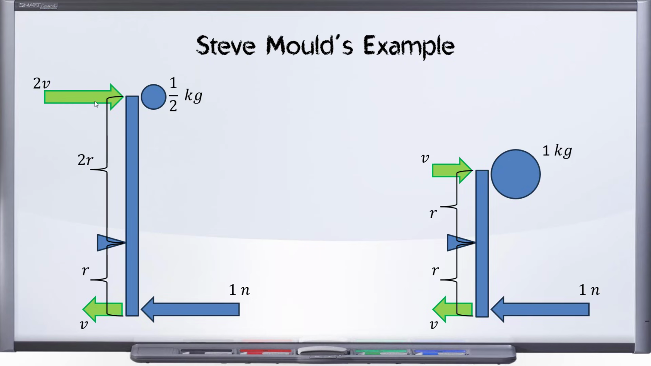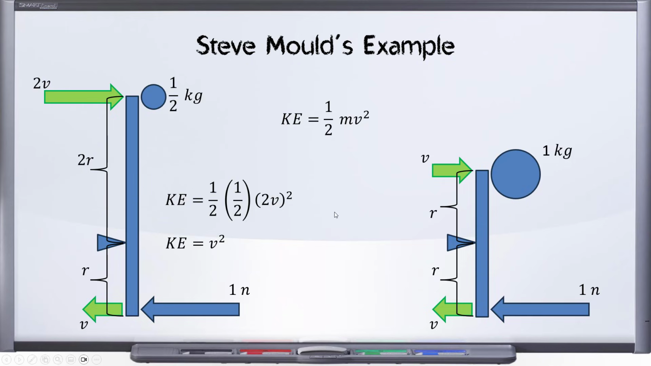Taking a look at the energy equation. The kinetic energy equation is 1/2 mass times velocity squared. In our left-hand case, our mass is 1/2 kilogram. We'll put that in, and our velocity is 2v. We'll put that in. If we multiply that out, we get 1/2 times 1/2 times 2 squared times v squared, or just v squared. The kinetic energy on this side is v squared. What about on the other side? On the other side, we have a 1 kilogram mass moving at 1v. So we plug those in, and we just get 1/2 v squared.